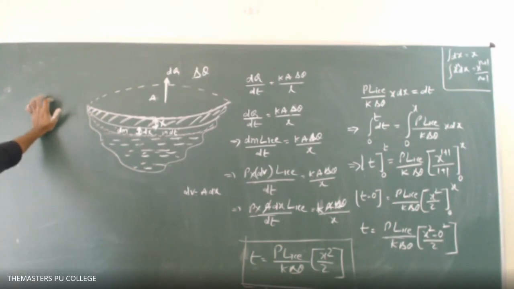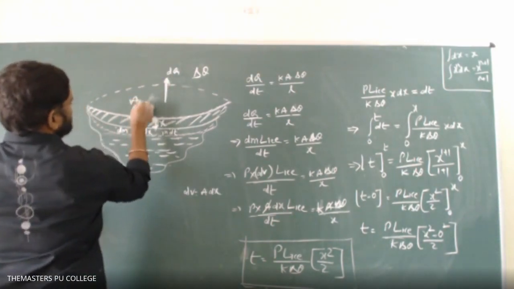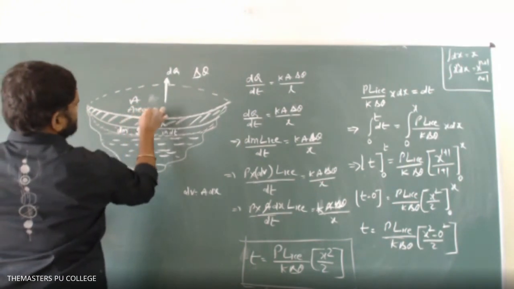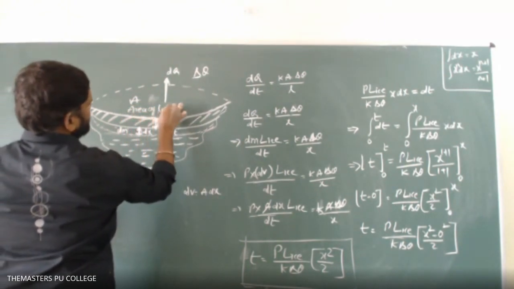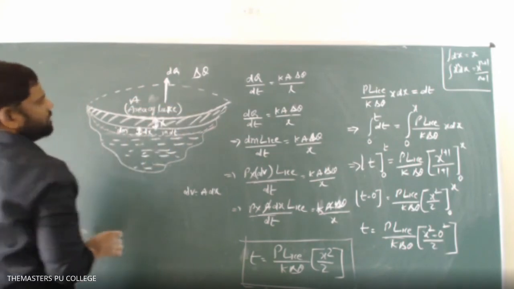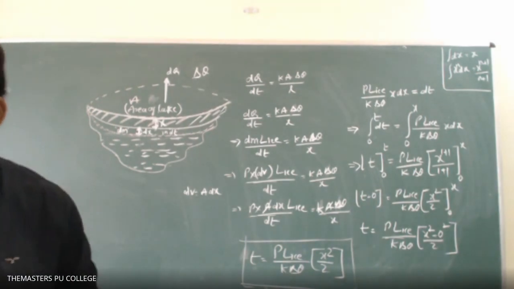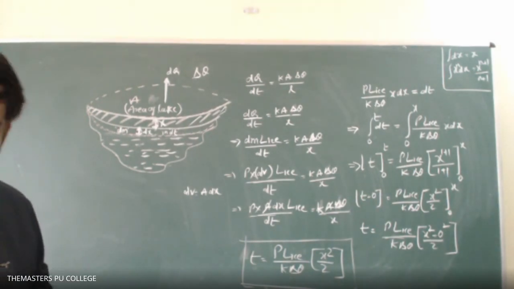You can first draw this diagram. Here A stands for the area of the lake. This is one of the very objective-oriented applications.